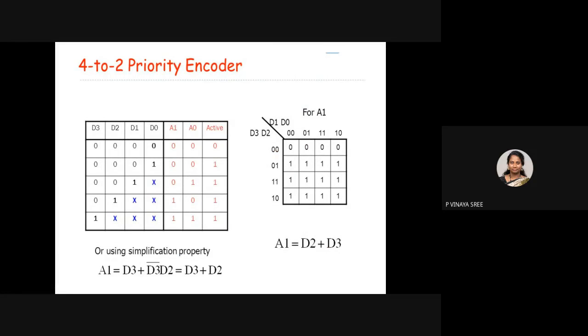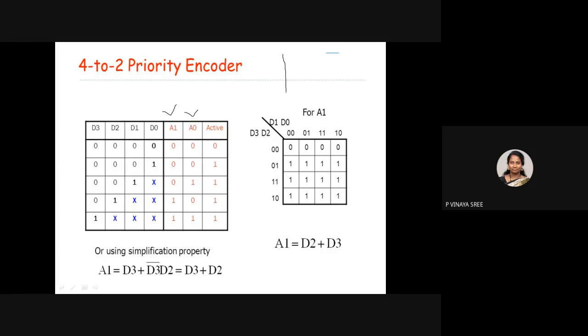In this case, when you go for a priority encoder, if at a time more than one input is high, then we need to give a priority. According to this, D3 will have the highest precedence and D0 the least, and next D1, D2. If D1 is high, D0 will be don't care. If D2 is high, D1, D0 will be don't care. If D3 is high, D2, D1, D0 will be don't care. Until here we discussed. Now we need to find out the A0, A1 expressions.